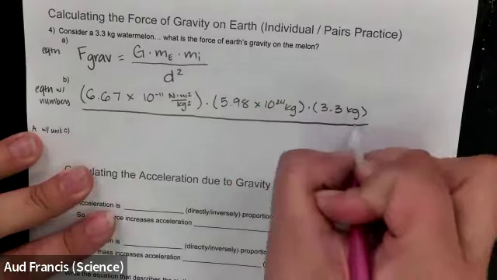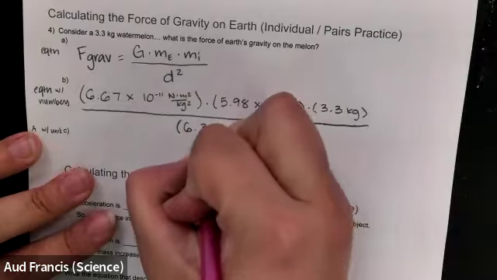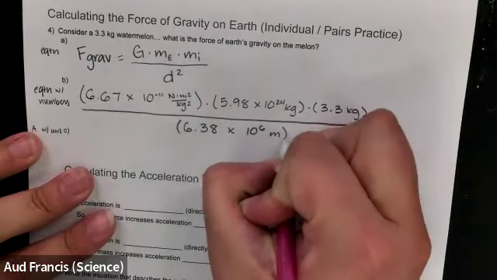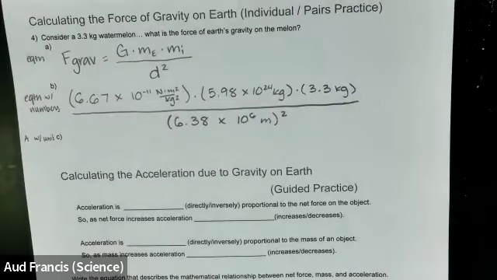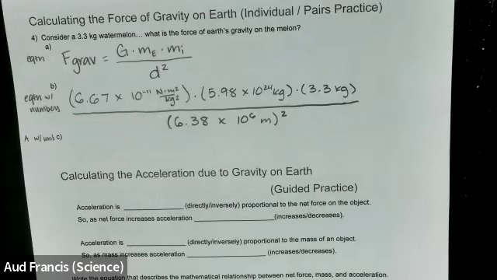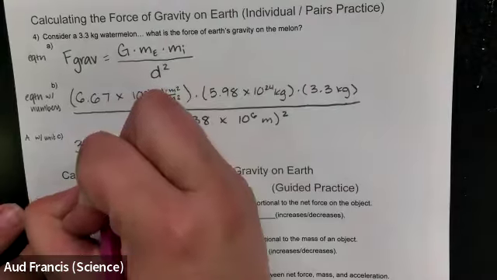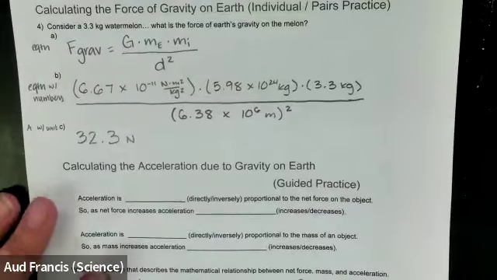We're going to go ahead and divide that whole system out by the distance to the center of the Earth, which is 6.38 times 10 to the 6th power meters squared. All right, so we've got that bad boy set up. I'm going to have you plug that one into your calculator for me just because I've got to run to a staff meeting here in one moment. But it should work out to be about 32.3 newtons of force applied.